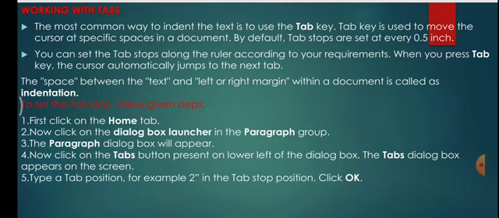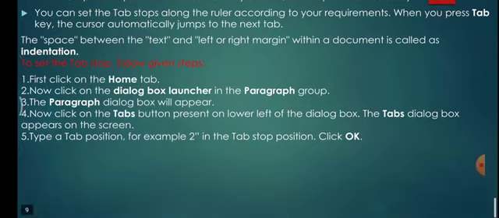To set the tab stop, follow the given steps. First, click on the Home tab. Now click on the dialog box launcher in the Paragraph group. The Paragraph dialog box will appear. Now click on the Tabs button present at the lower left of the dialog box. The Tabs dialog box appears on the screen. Type a tab position, for example 2 inch, in the Tab stop position box and then click OK.